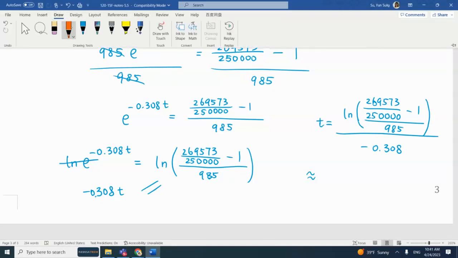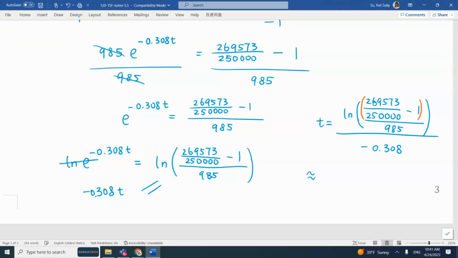And when you plug in your calculator, make sure you have these parentheses. So you put ln, and then you do this parentheses because this is your whole numerator. 269,573 divided by 250000 minus 1, and then parentheses divided by 985. Parentheses divided by negative 0.308. So everybody, you put it in your calculator. I want to make sure you know how to do it.